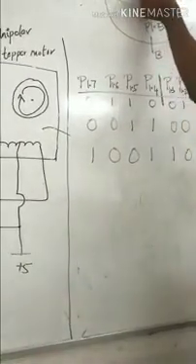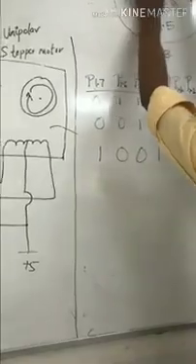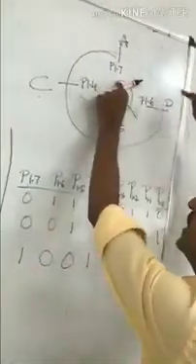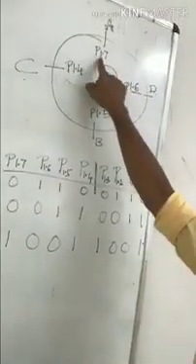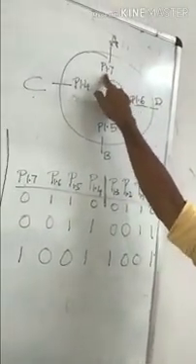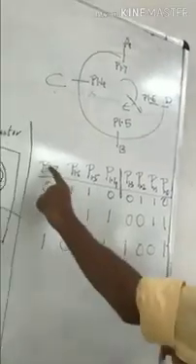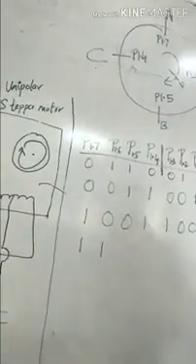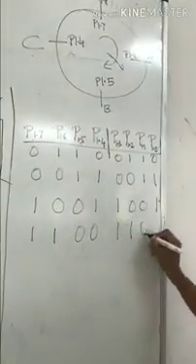Next, what should I do? The rotor should rotate like this and stand here. So for that I should energize A and D. To energize A and D, what sequence should I send? P1.7 and P1.6 I should energize, and the other two de-energize. The same I'll write: 1 1 0 0.